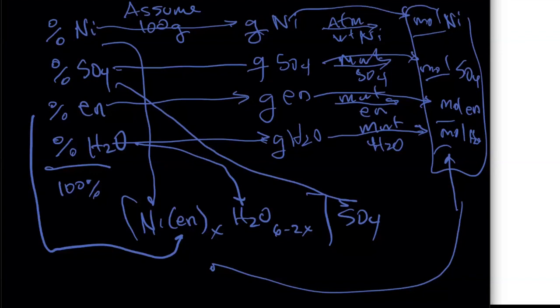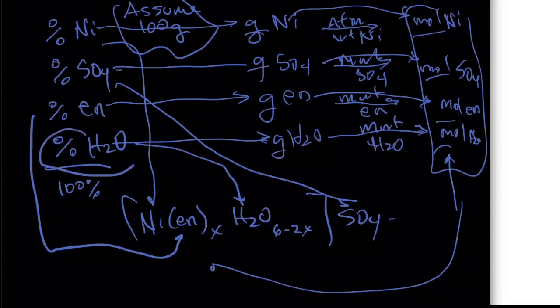You do all those analyses so you can figure out the percentage of each component in your sample. Each of the components should add up to 100. Assume a 100-gram sample, and then figure out the mole ratio of each one of them in a common sample, 100 grams, because that mole ratio now gives you, guess what? The chemical formula.